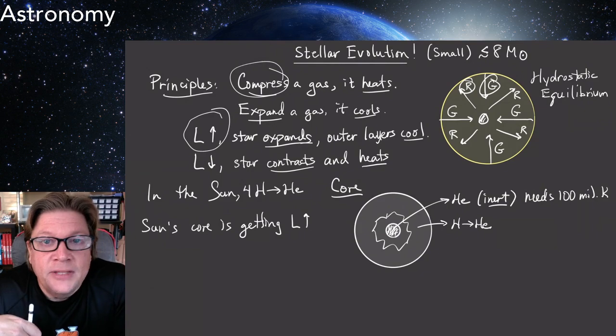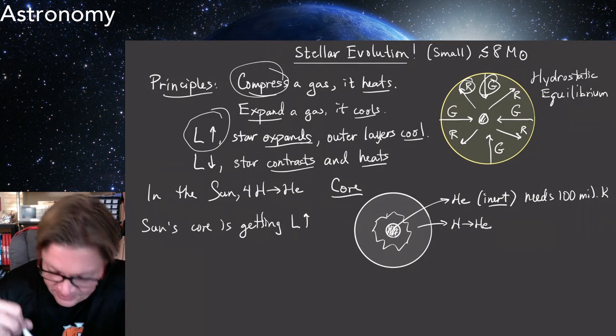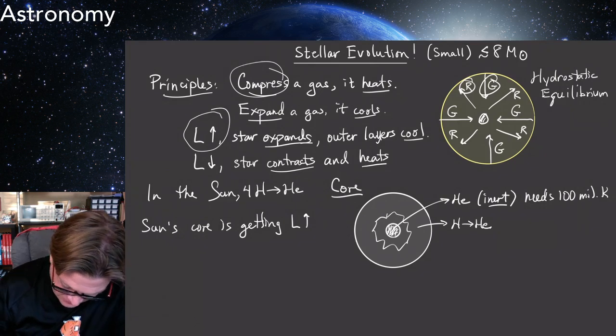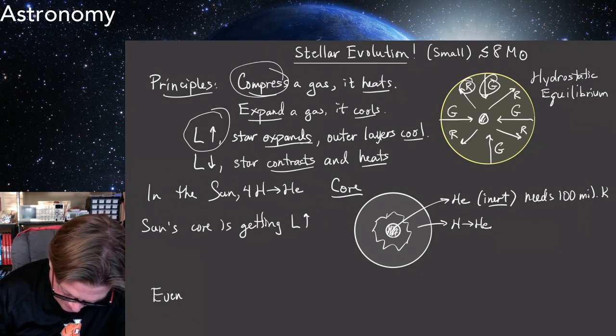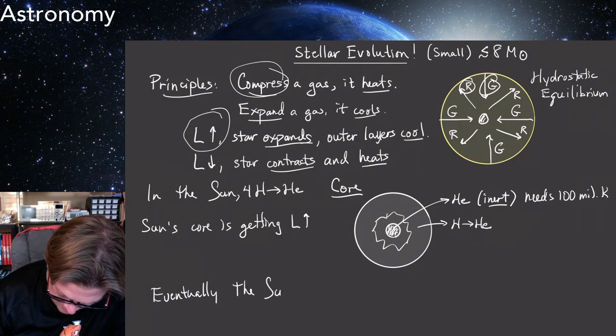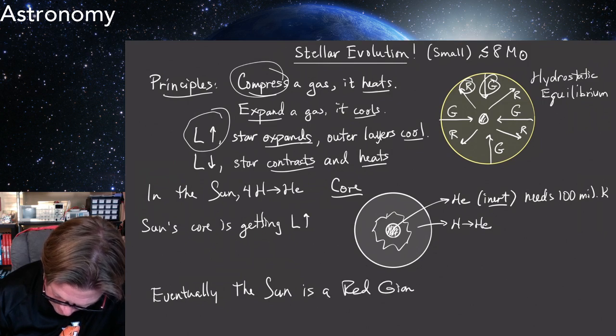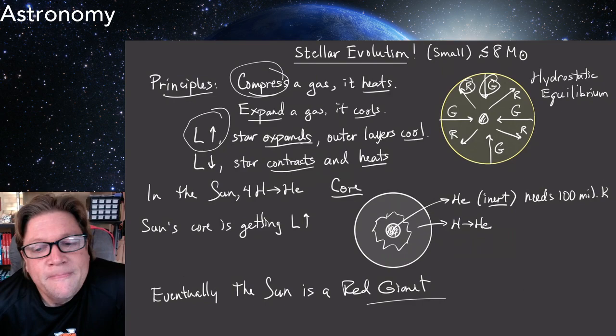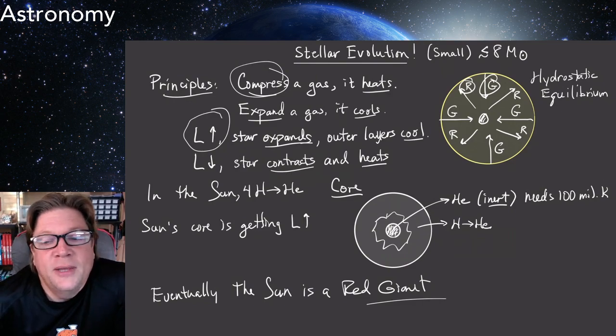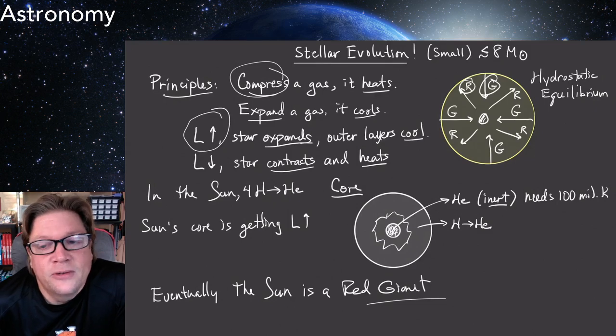So at some point in the future, what happens is that these layers eventually, these outer layers have expanded so much at the end of the star's life that the sun becomes a red giant.